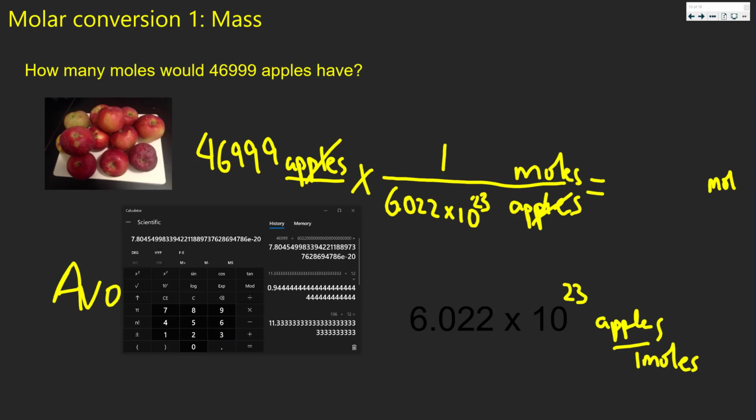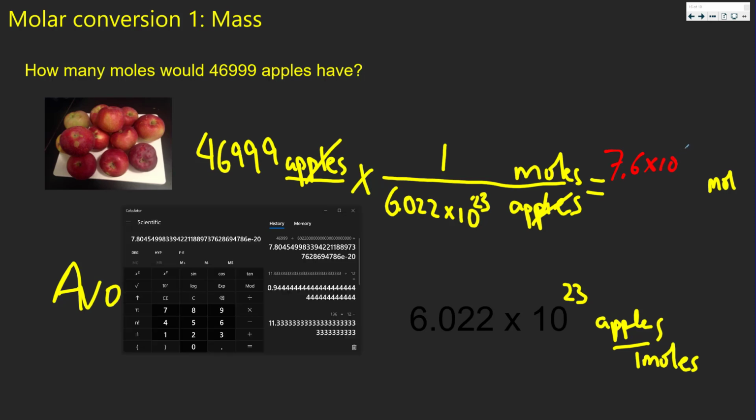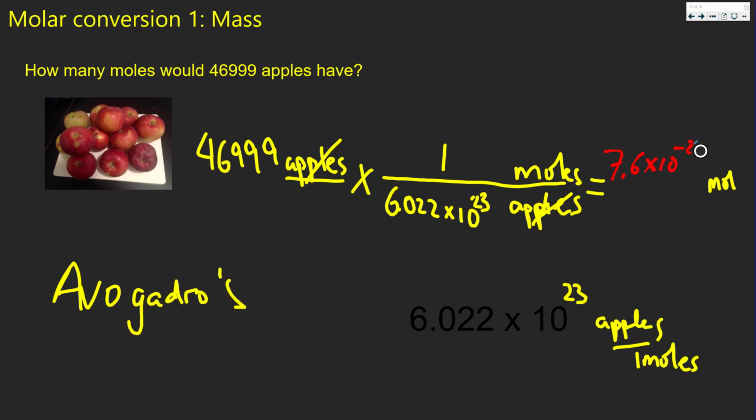And then you're going to get this number, 7.8 times 10 to the negative 20. It's an incredibly small number because you only have 46,000 or 47,000 apples, right? Remember, 1 mole is that gigantic number. So if you're asked how many moles would that be, that's a really, really small number, and it looks right to me. So that's 7.6 times 10 to the negative 20 moles. That's how you convert that.